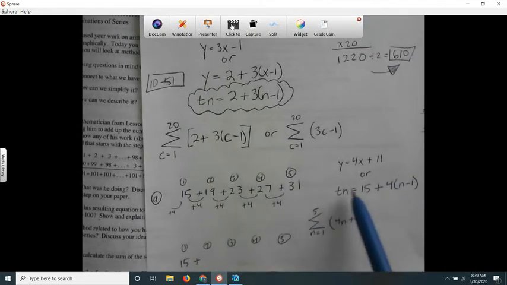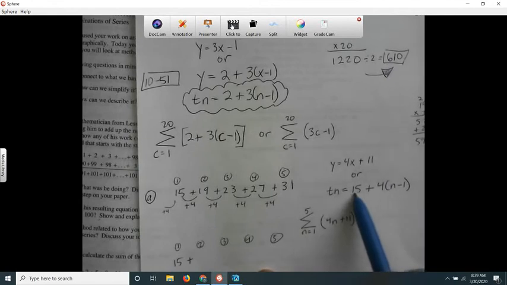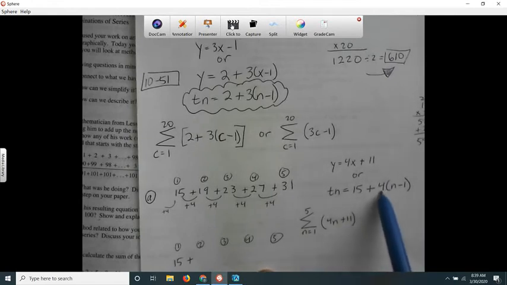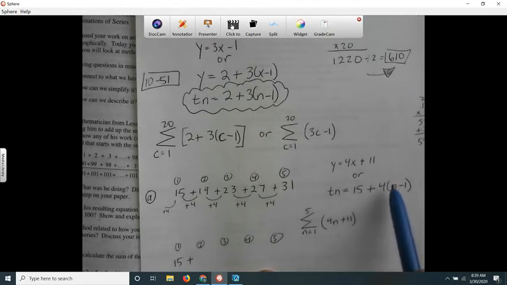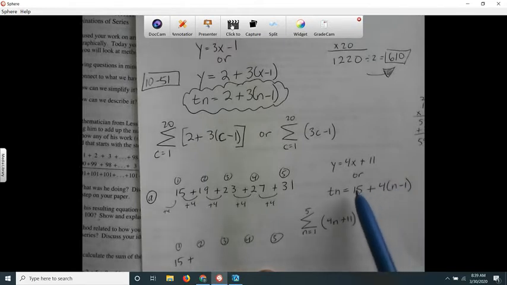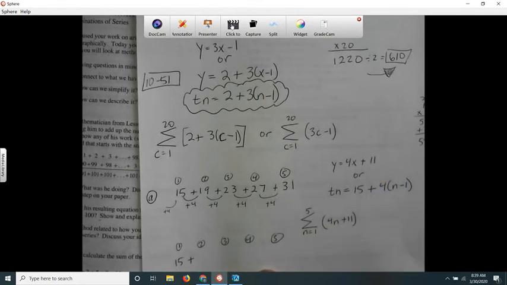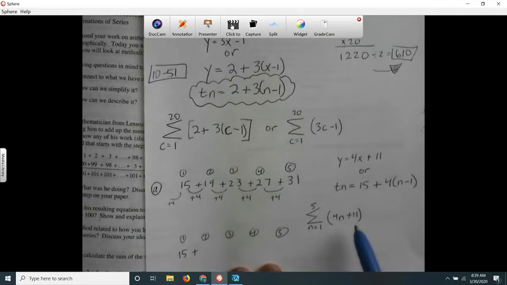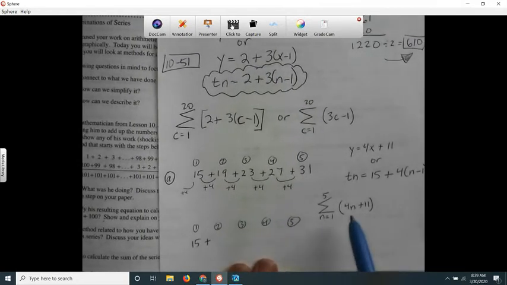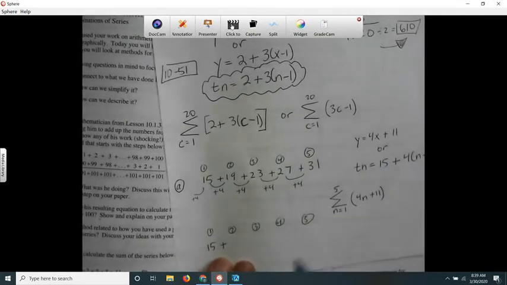Or I could write it as the first term plus the slope times n minus 1. Okay, these are both the same thing, because if I distribute the 4, you'll see that I'd get 4n minus 4 plus 15 is also equal. They're the same thing. Okay, I like to use the y equals mx plus b form best. So I can go ahead and generate all the terms.